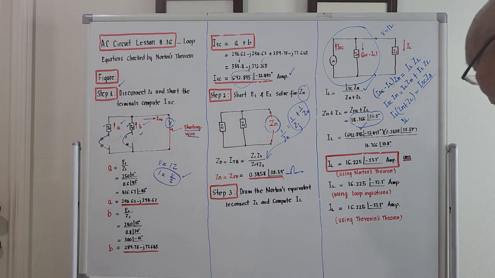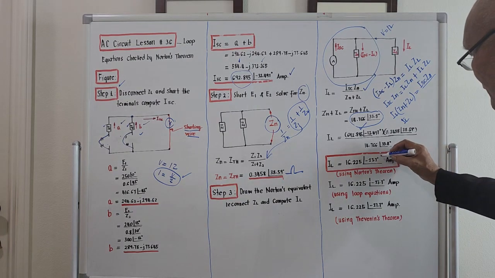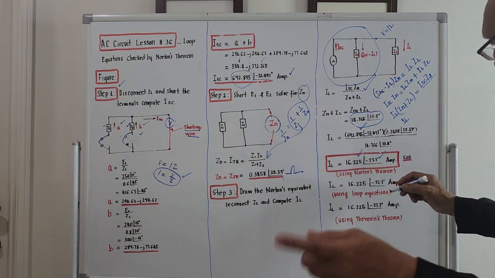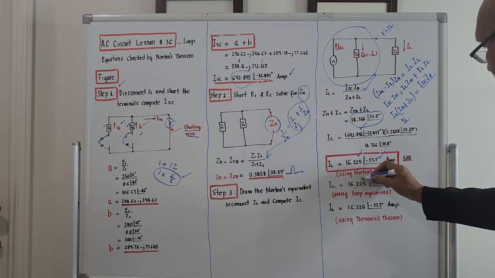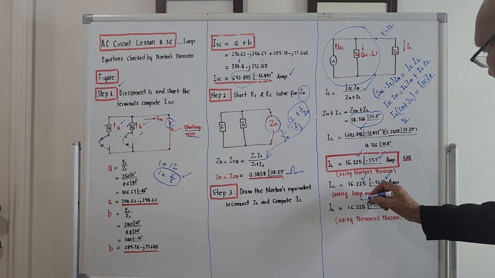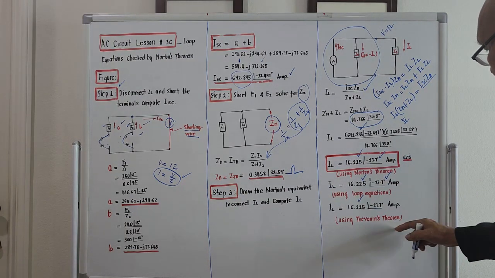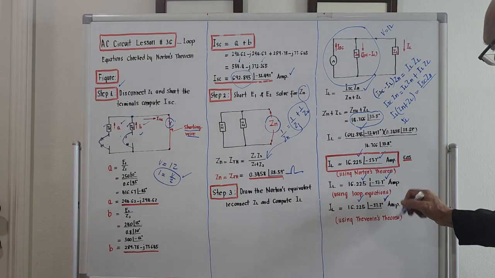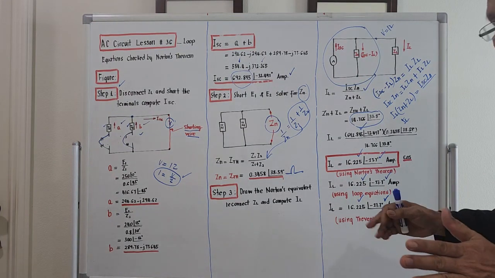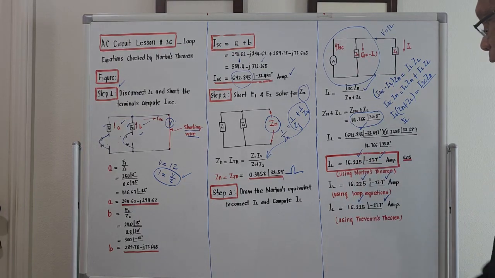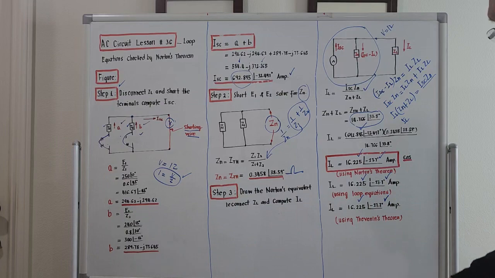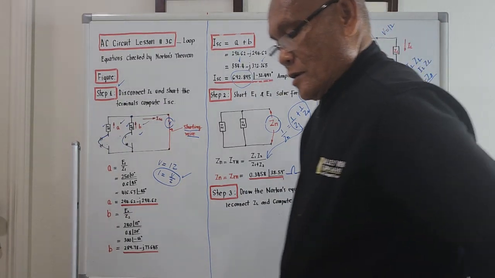So this angle here is correct. The magnitude is correct, same as the magnitude using the loop equations. Same as the angle using the loop equations. Same magnitude as using the Thevenin's theorem, and same angle as using the Thevenin's theorem. So actually we have presented 3 solutions solving one problem, and what comes out are the same answers for all 3. Hallelujah.